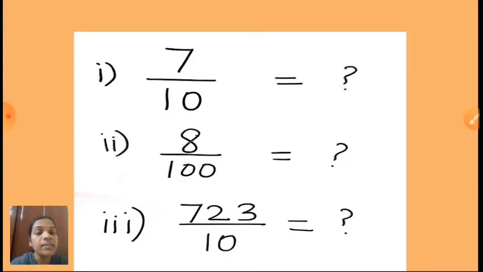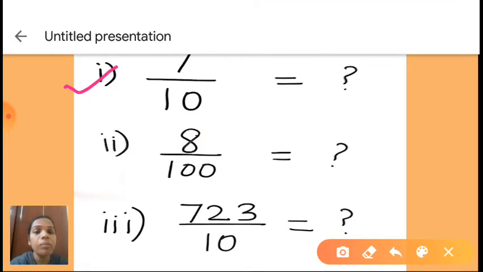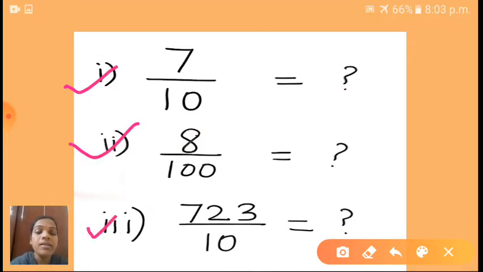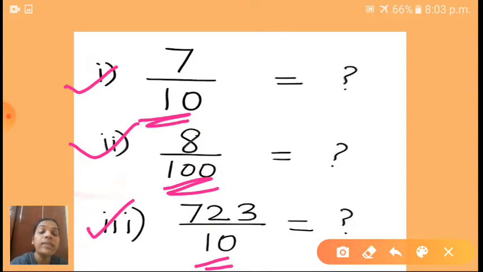See, some examples here I have given: 7 upon 10, 8 upon 100, 723 upon 10. Children, observe the denominators, 10, 100 and 10. These numbers we can convert into decimal fractions. We will see one by one.